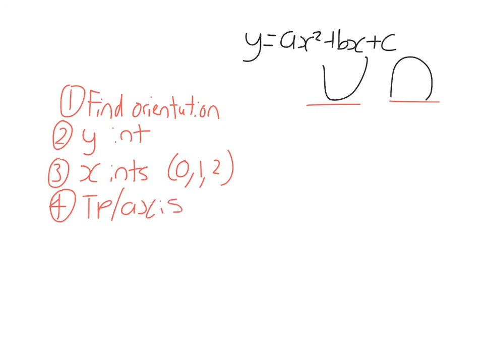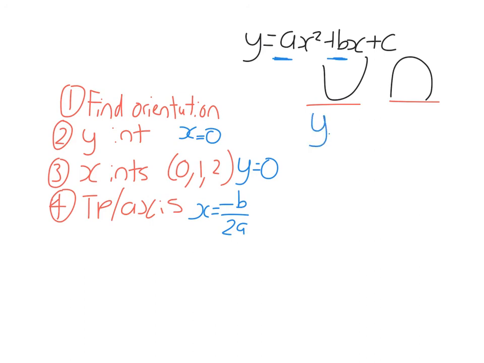So you find the y-intercept by letting x equal 0, x-intercept by letting y equal 0, and for the turning point, the x-coordinate is minus b over 2a. So b is the number in front of x, and a is the number in front of x squared. So let's look at an example of this.